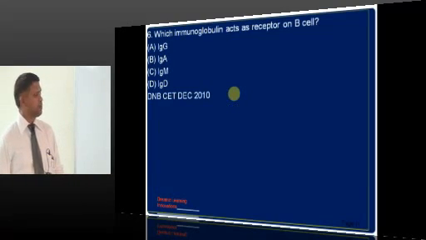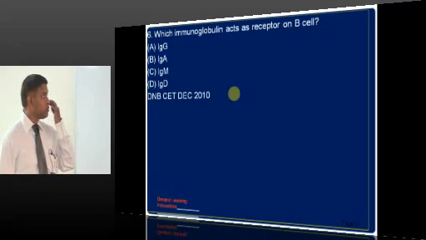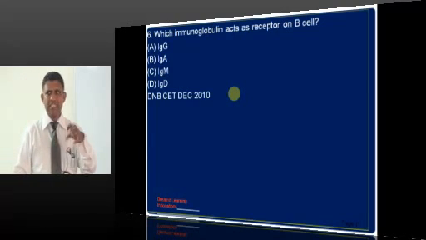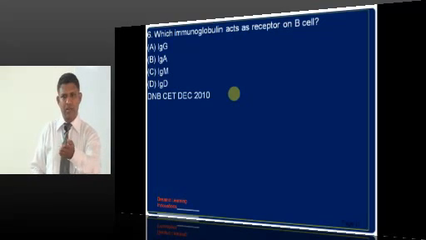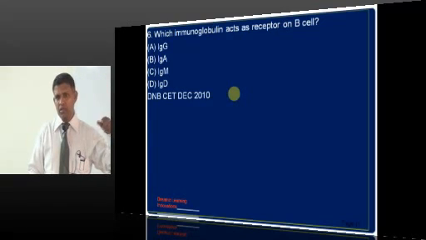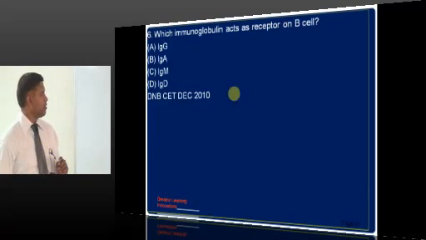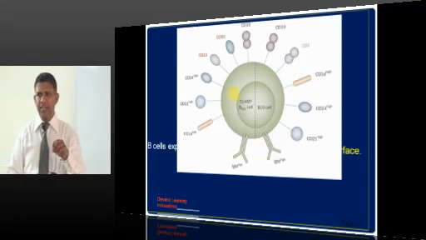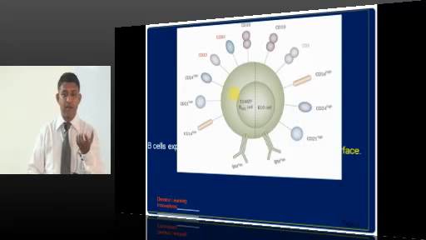Which immunoglobulin acts as a receptor on B cell? When the B cell is being formed in the bone marrow, unlike T cells in the thymus, B cells by default have receptors for IgM and also IgD. So it's IgM. This is your B cell and these are the immunoglobulins which act as receptors by default. And this is the marker. How do you identify a B cell? There are some markers.